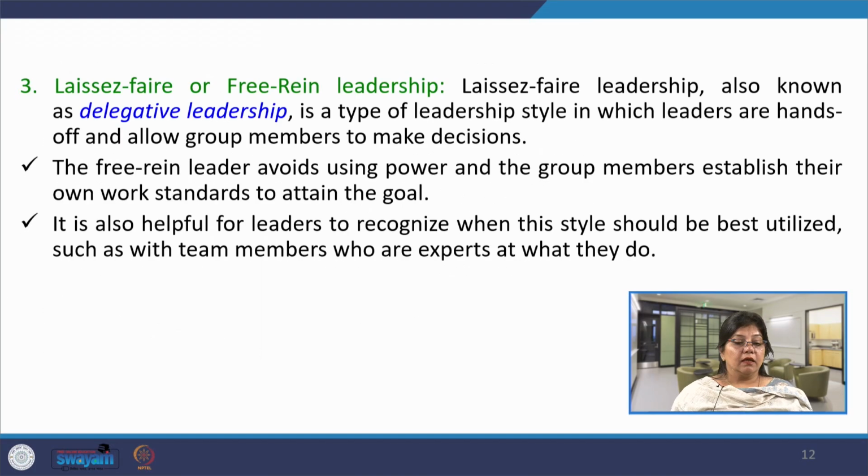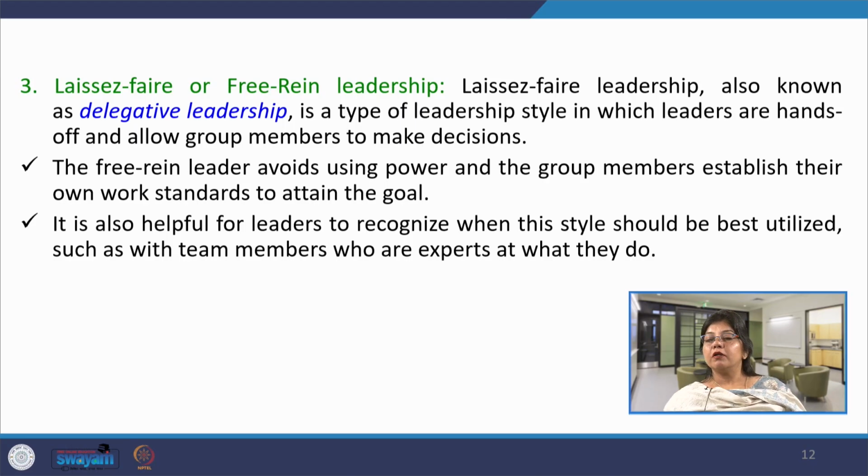And the last is the laissez-faire or free rein leadership style. It is also known as the delegative leadership style, where the leaders are hands off and allow the group members to take their own decisions, execute and reach the group goal. For example, in a research laboratory, maybe the scientist or the professor has his own lab and his own research team. He would be hands off with the group goal and group members, and he gives all the freedom to the research members of that team to take their own decisions and come to the results. So, this kind of leadership avoids using power, and the group members establish their own work standards to attain the goal.